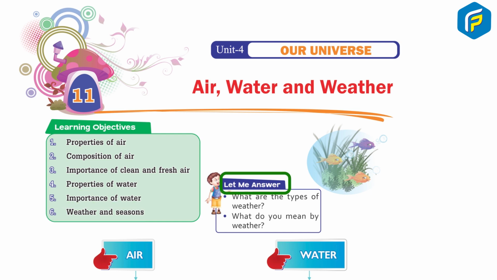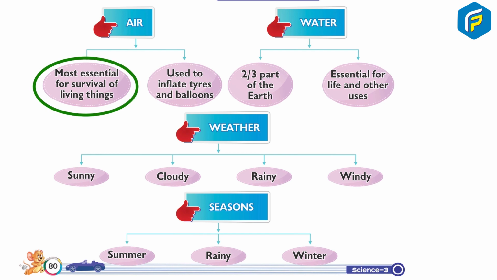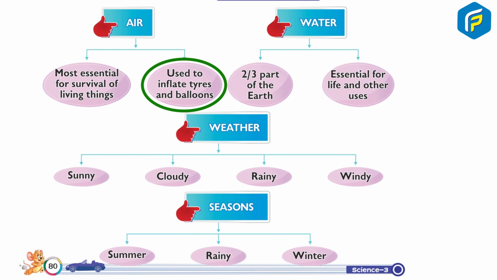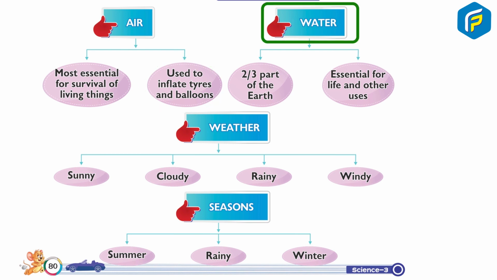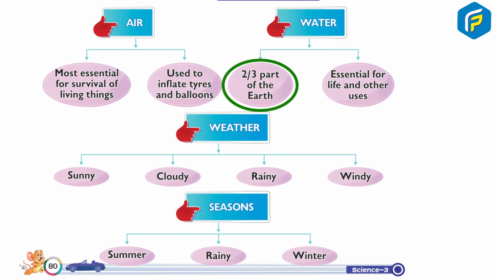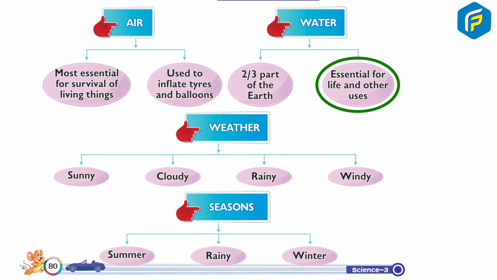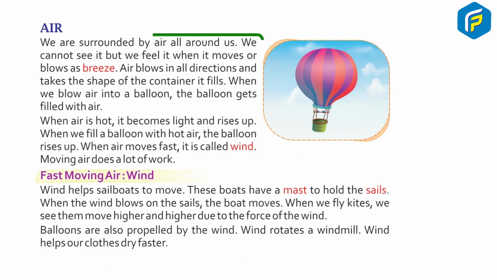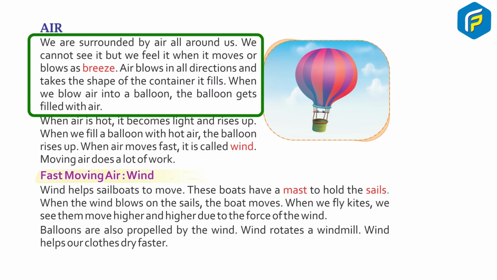Let me answer. What are the types of weather? What do you mean by weather? Air: most essential for survival of living things, used to inflate tires and balloons. Water: 2/3 part of the earth, essential for life and other uses. Weather: sunny, cloudy, rainy, windy. Seasons: summer, rainy, winter.